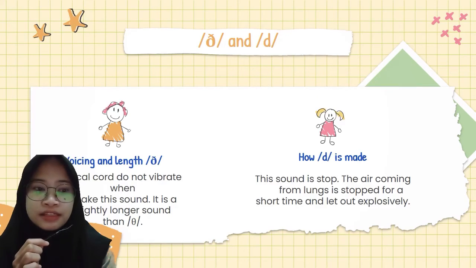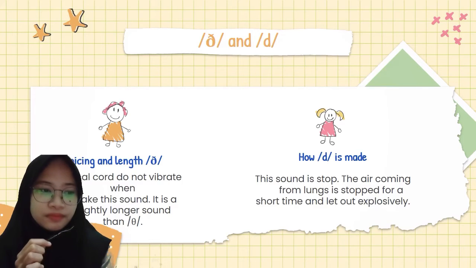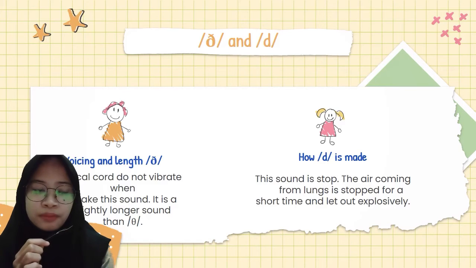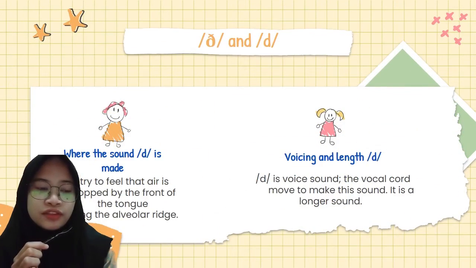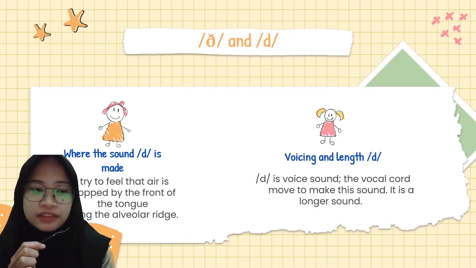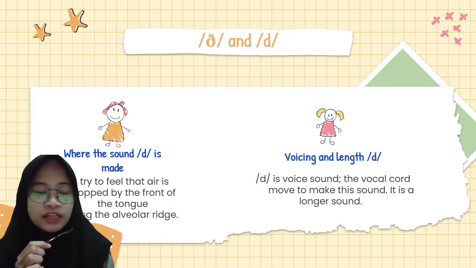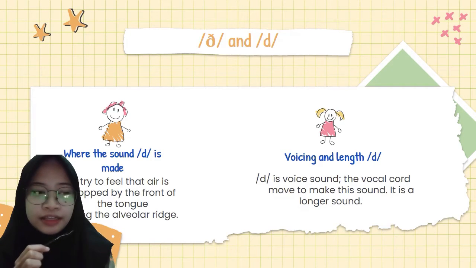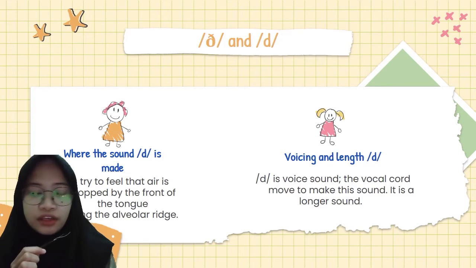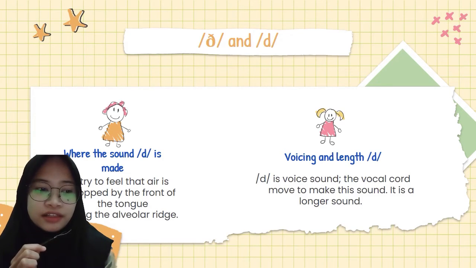And how to make the voiced th sound? This sound is a stop. The air coming from the lungs stops for a short time and is let out explosively. You try to feel that air stopped by the front of the tongue touching the alveolar ridge. This ridge is behind your top teeth, and it is important that you touch the ridge and the teeth. And then feel the air let out when the tongue is taken away from the alveolar ridge.